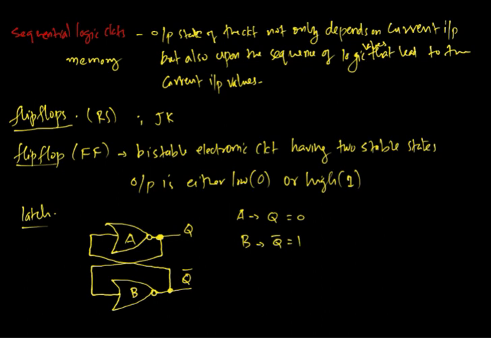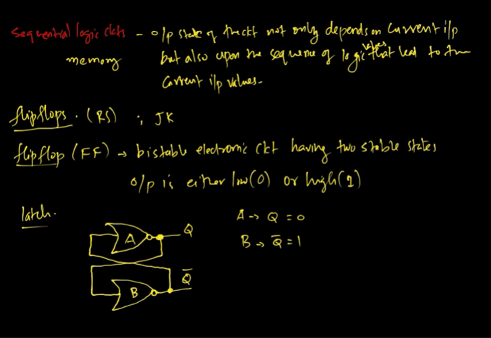That is, if the output of A is low, then the output of A is 0 always, and the output of B is always 1. So this circuit has a stable output.